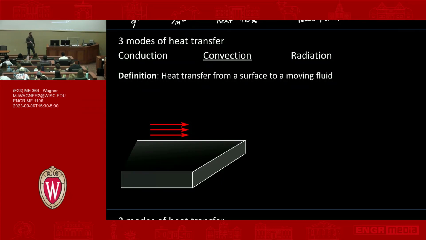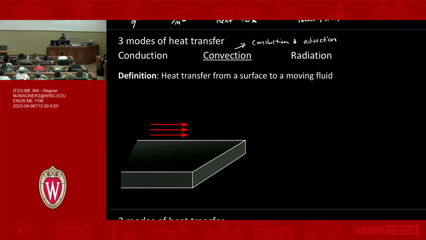So where this term convection comes from is actually a portmanteau, two words put together. It's conduction plus advection. Conduction, you know, right? It's microscale interaction. Advection is energy movement by bulk transport. So it's a piece of fluid that gets hot and moves. That's advection. So that word together, convection, is heat transfer from a surface to a moving fluid.